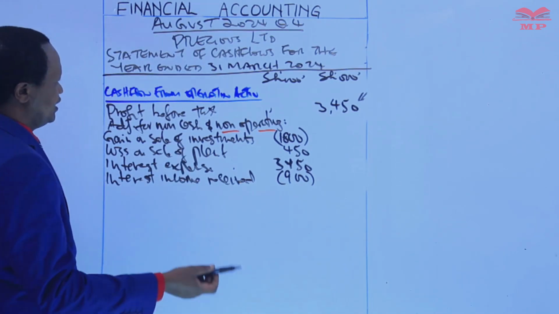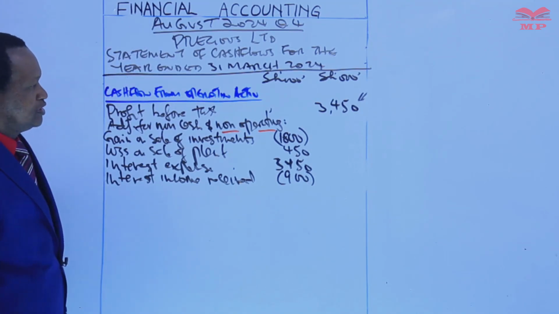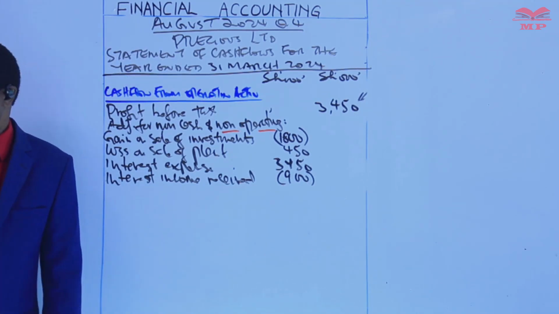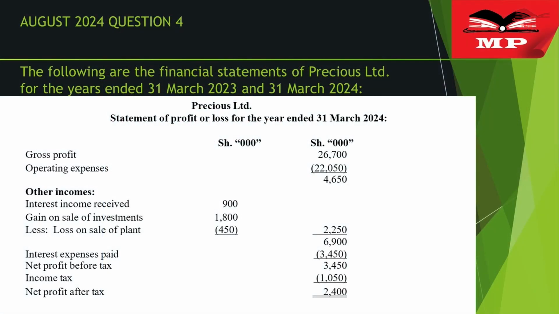Now, do we have any other adjustment, non-cash and non-operating item from the information? Look at the income statement again. We have interest income received, gain on sale, we've recorded the loss on sale of plant, and then interest expense paid. We have adjusted all those items.